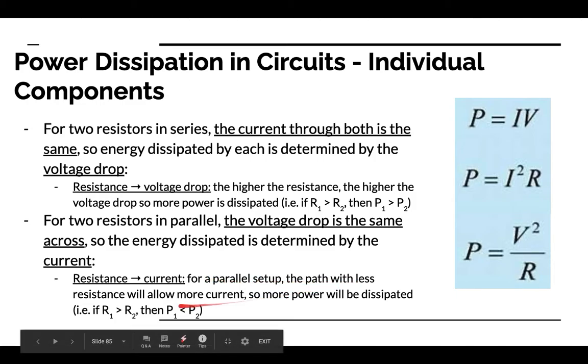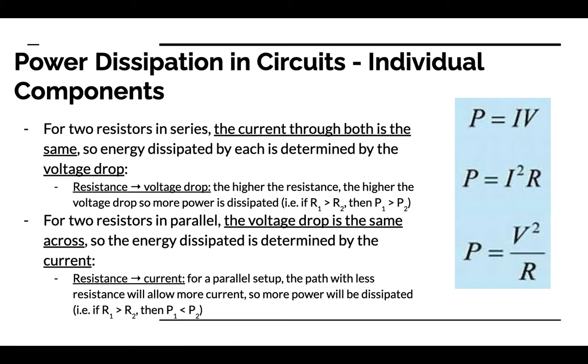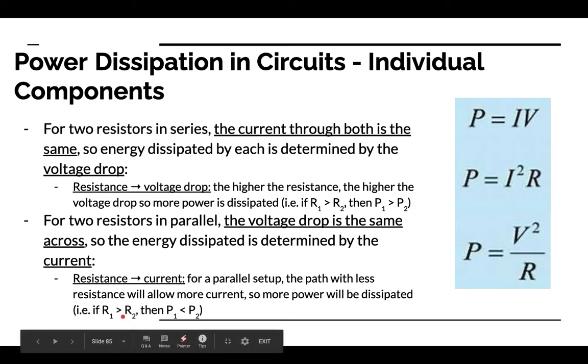So if R1 is greater than R2, then more current is going to flow through R2 than through R1. Which means that more power will be dissipated across R2 since there's more current flowing across R2. So more power is dissipated across R2 than R1.